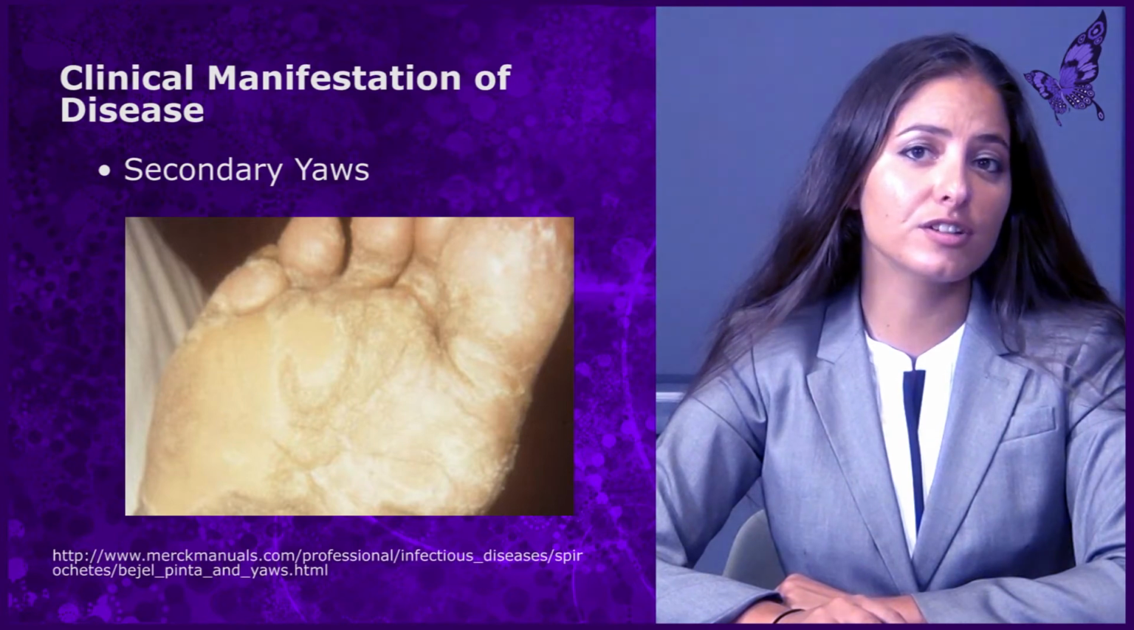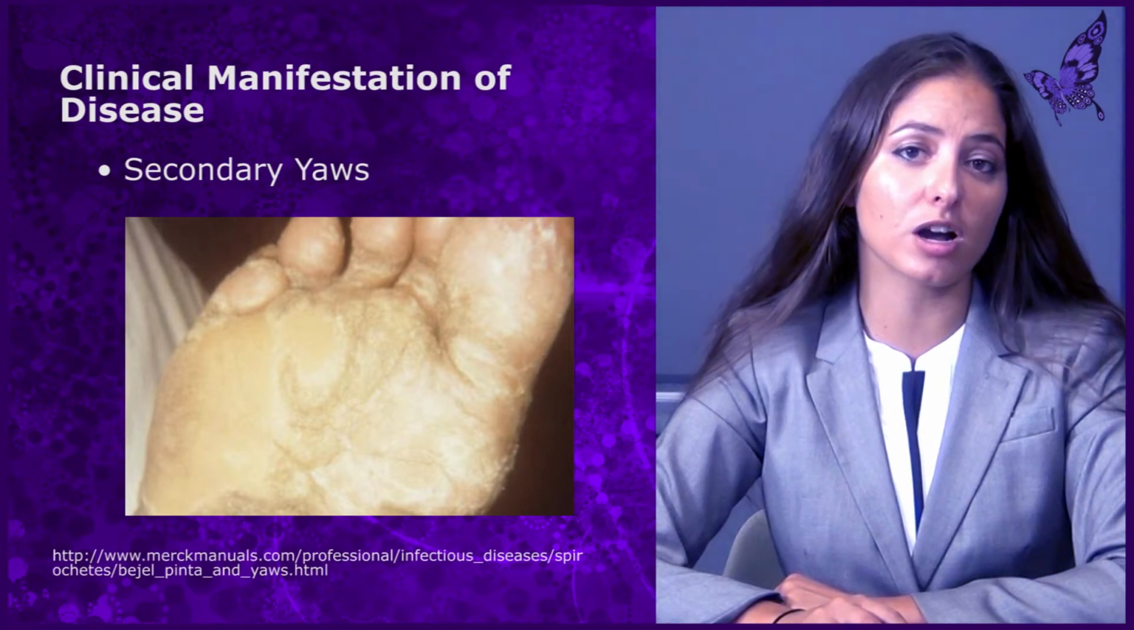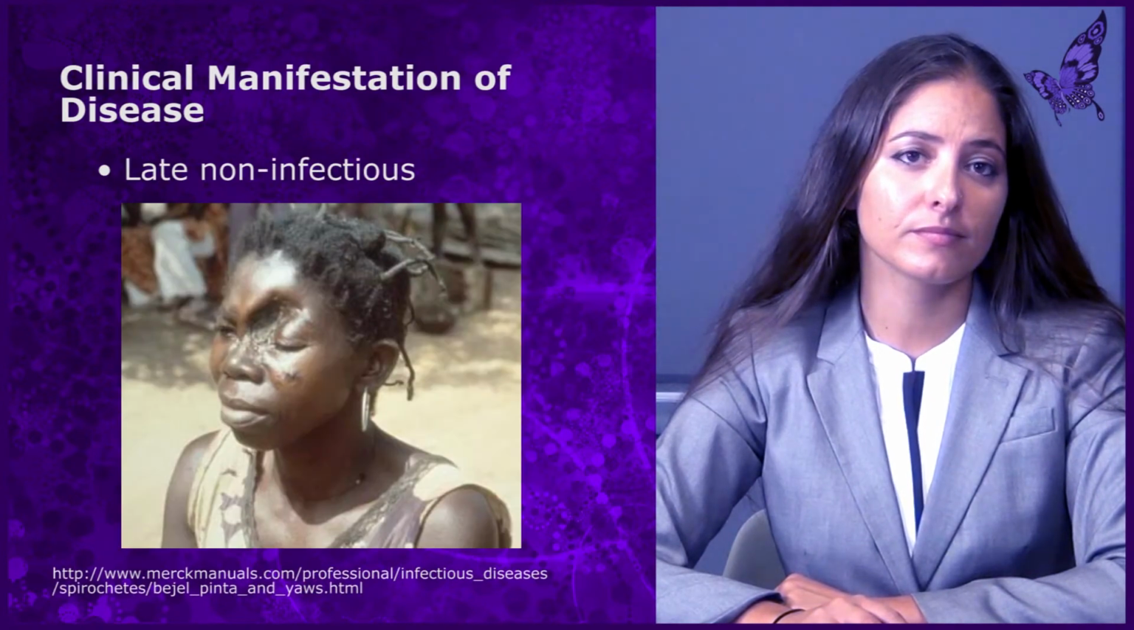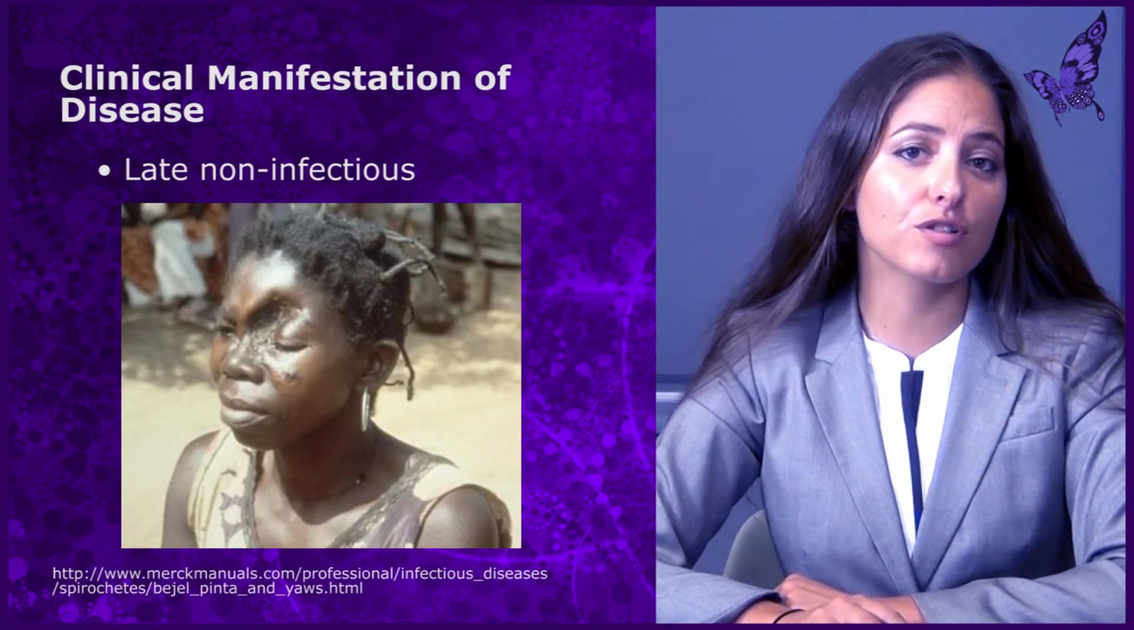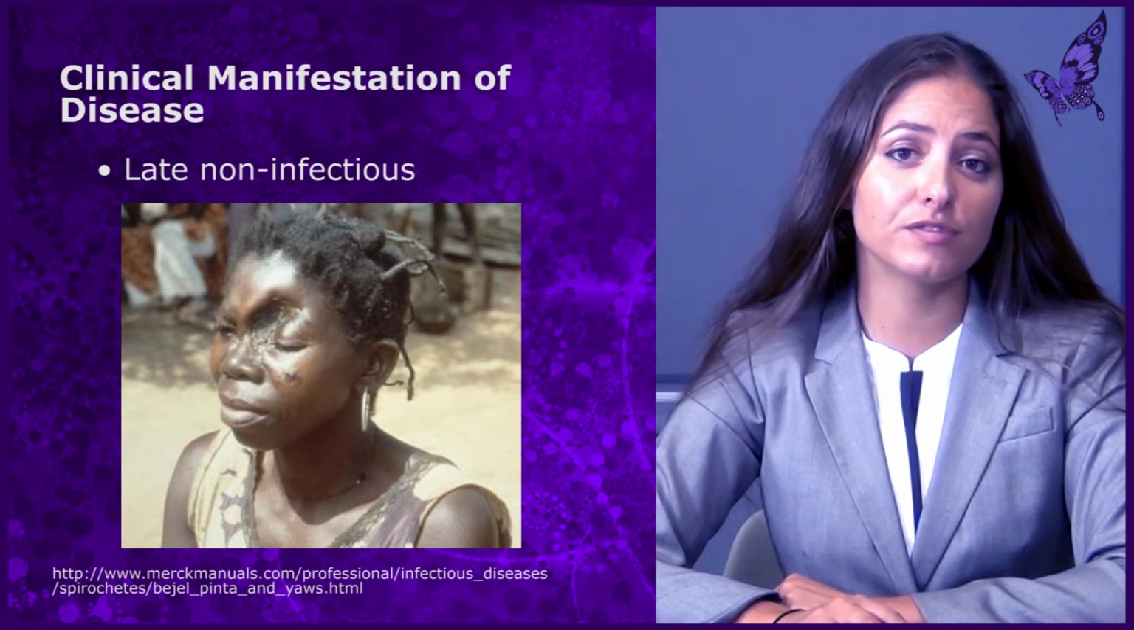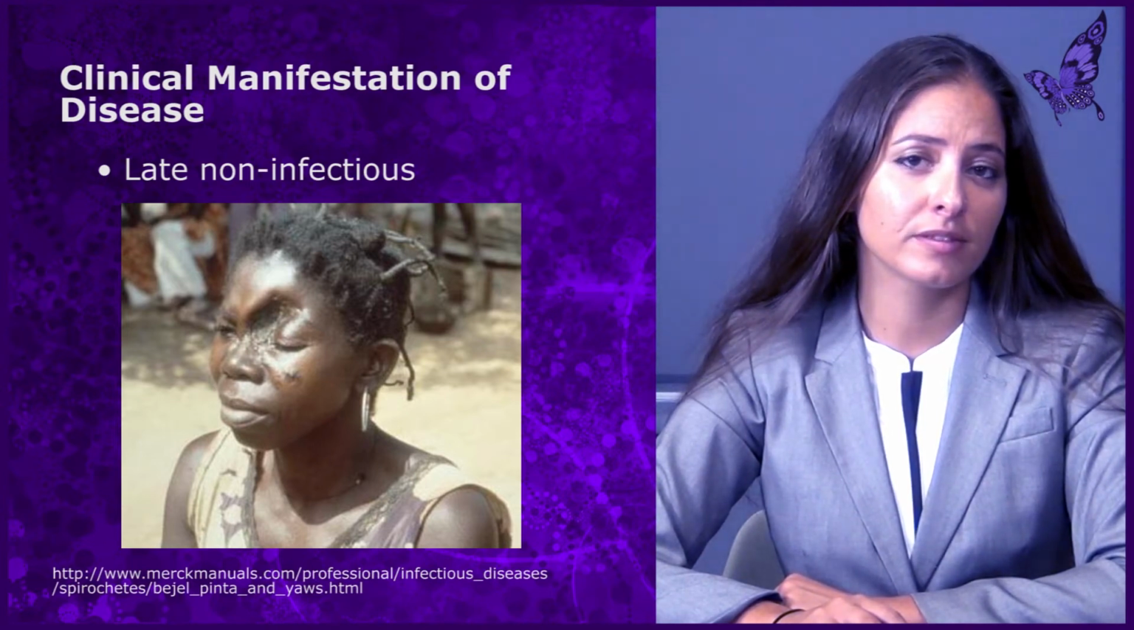These lesions are keratotic and cause painful ulcerations, making it difficult to walk. The late stage of Yaws can occur 5 to 10 years after the initial infection and is characterized by disfigurement of the nose and bones. Bone pain may also occur at this stage.